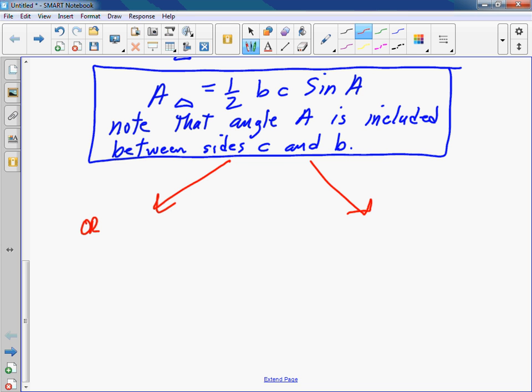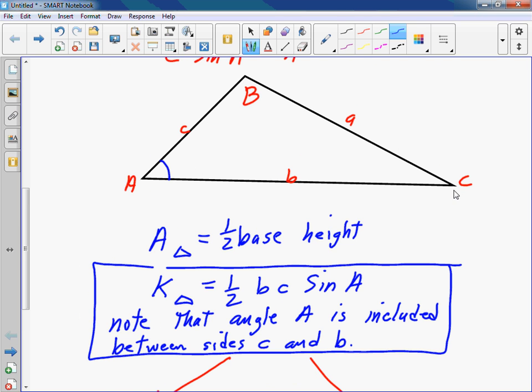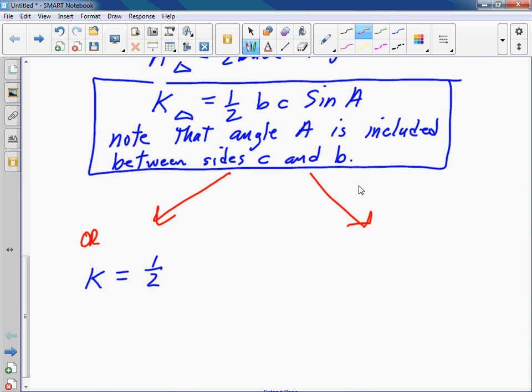Okay, or we can say, and again, you know what? The book is kind of smart. They say K here for area, and that probably is good. Or we can say K equals 1/2. Now, what if I know side C here? I'm sorry, angle C. What if I know angle C down here, big C, and A and B? What would it look like though, Sean?